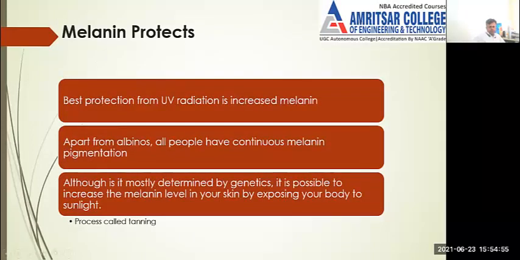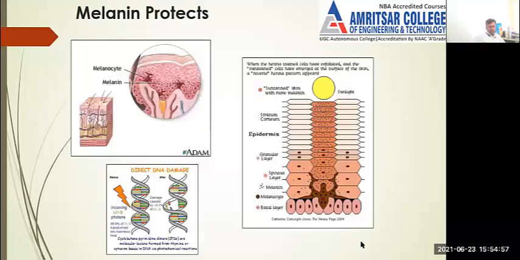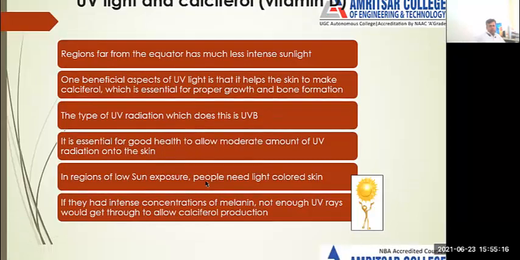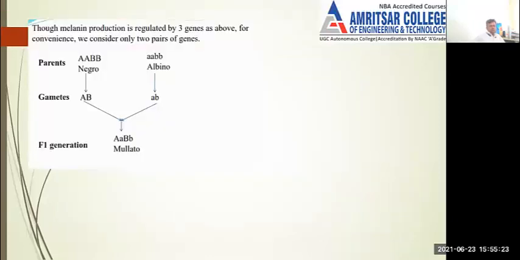Alright, so what is the relation between vitamin D and UV light? In the winter season, you will see more people are living with less UV radiation. It means they have more chances of vitamin D synthesis. So skin pigmentation is a continuous variation.